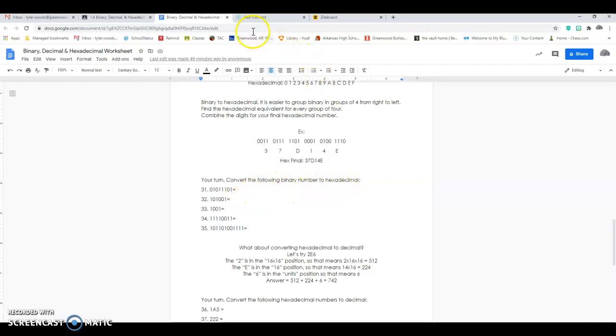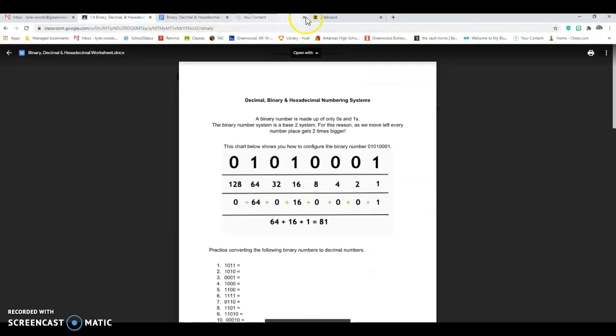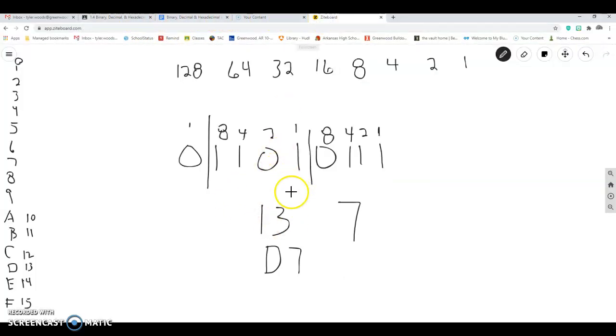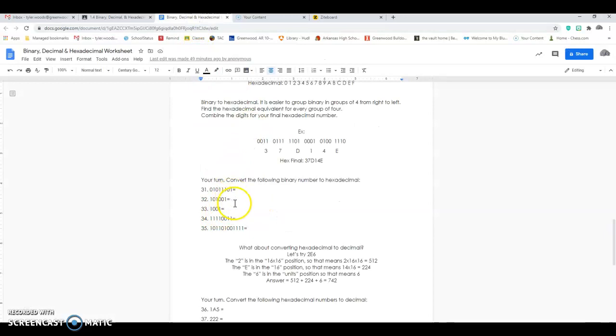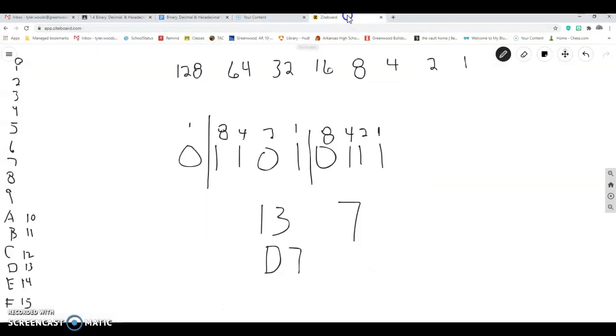Now it won't always come out with letters. You can see on, I think, number 32 you'll come out with just regular numbers, like a 2 and a 9, or something like that. But once you do it, a 2 and a 9 will go next to each other just like a D and a 7 go next to each other. So your answer will be written just like that, even if it doesn't have a number from 10 to 15. You just write the numbers next to each other.